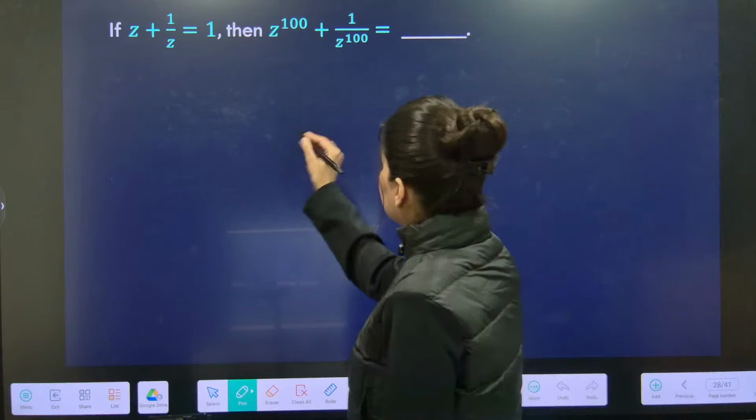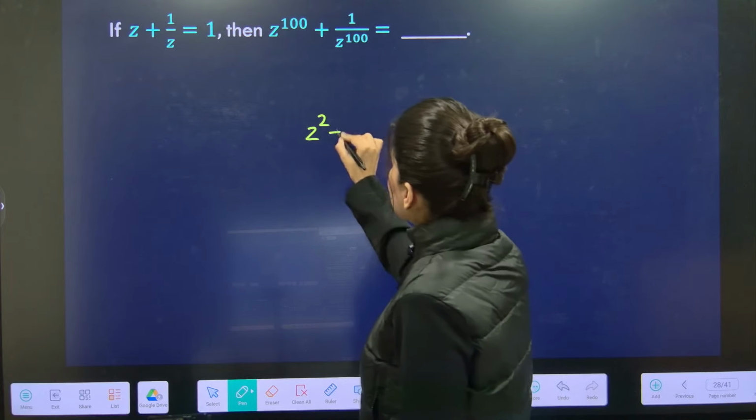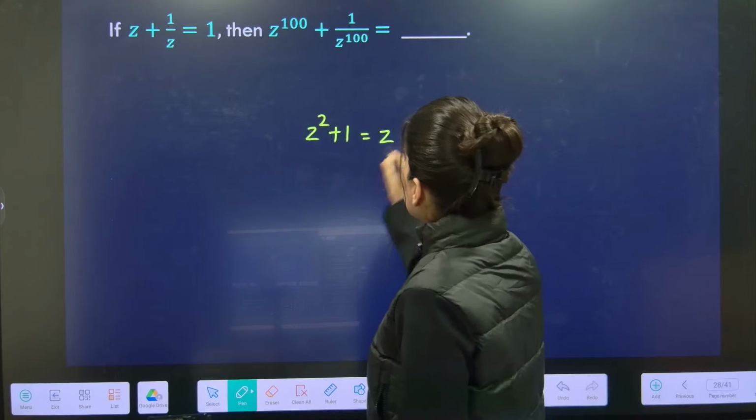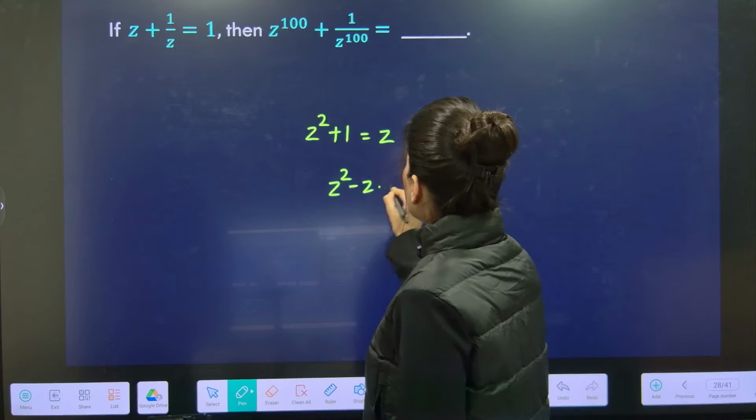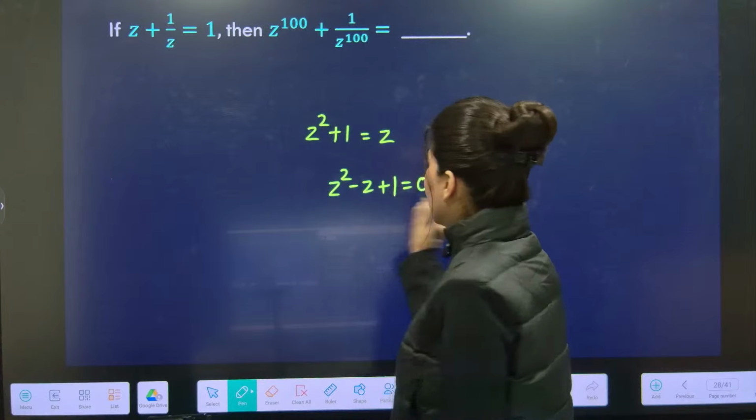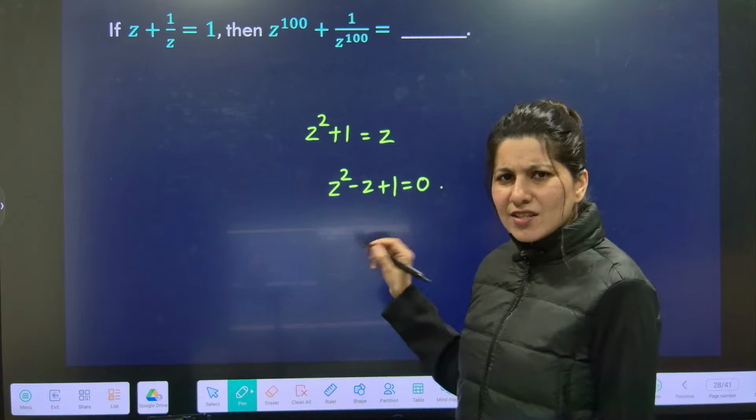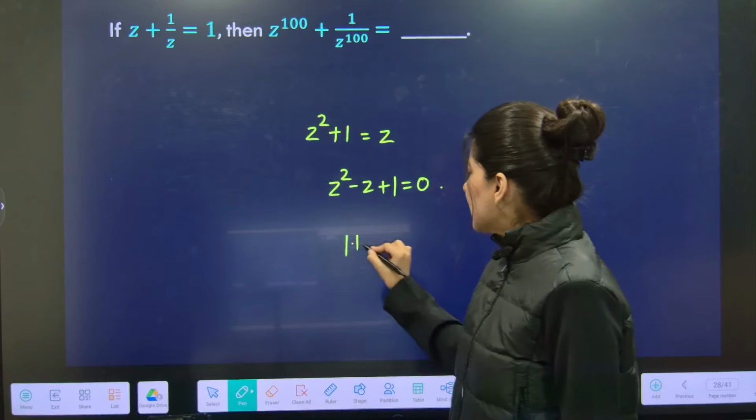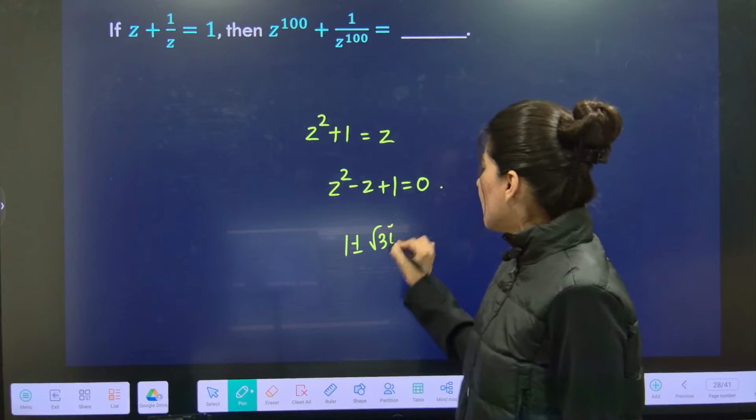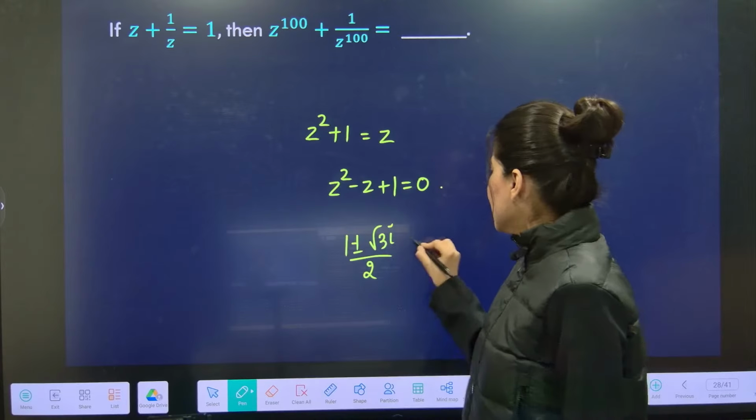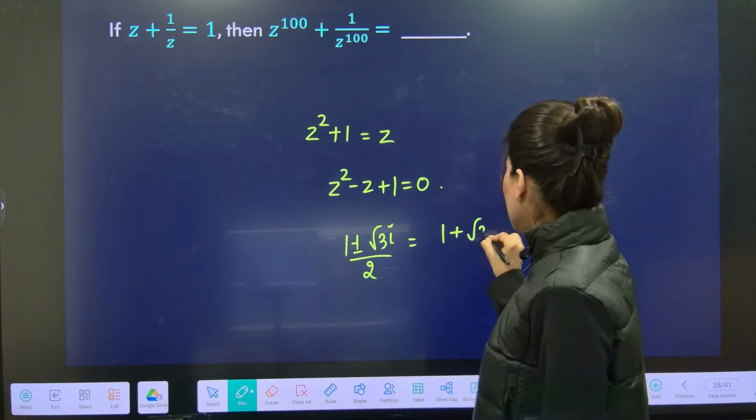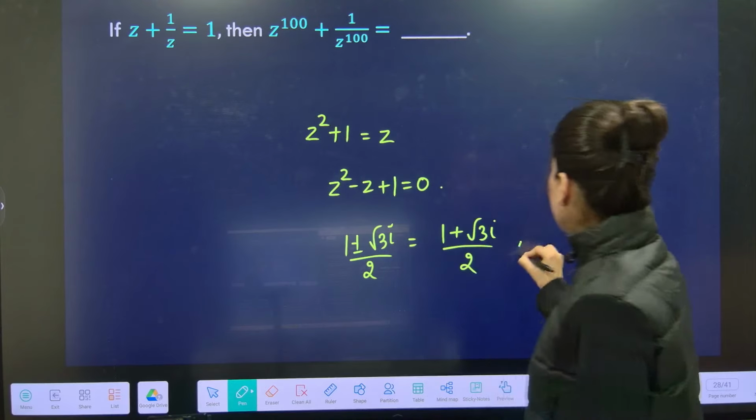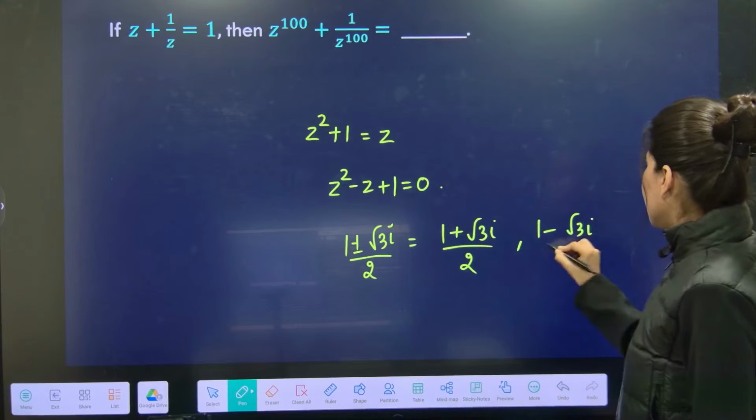Okay, now this z square plus 1 is equal to z. So this is z square minus z plus 1 is equal to 0. Can I just solve it using the quadratic formula? So 1 plus minus root 3 iota by 2. So it is 1 plus root 3 iota by 2 and 1 minus root 3 iota by 2.